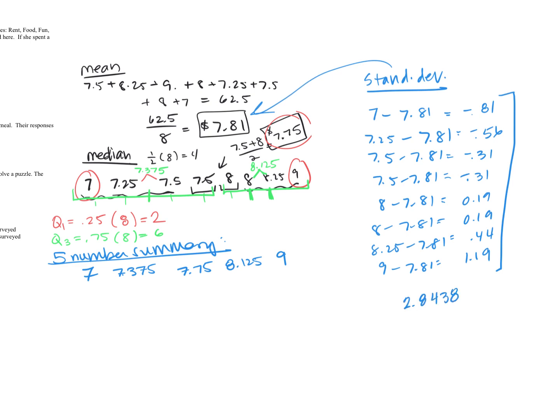2.8438. And remember, we want to divide this by n minus 1. And that n minus 1, we had 8 pieces of data before, right? We had 8 pieces of data, so we'll divide by 7. And then we want to square root that. And that should come out to 0.637 is our standard deviation.